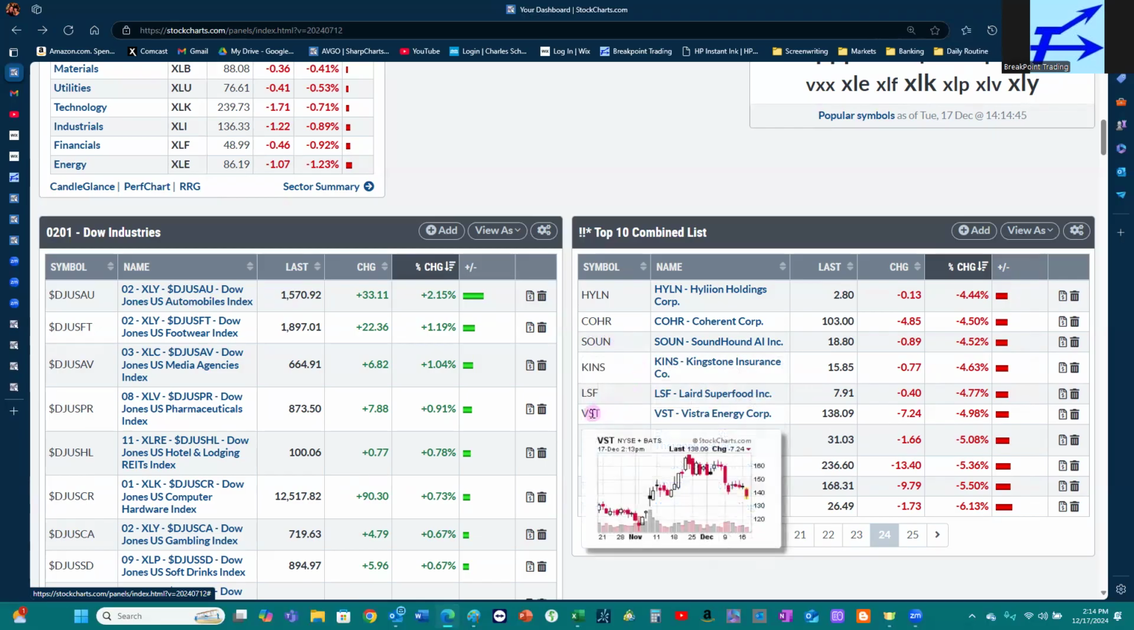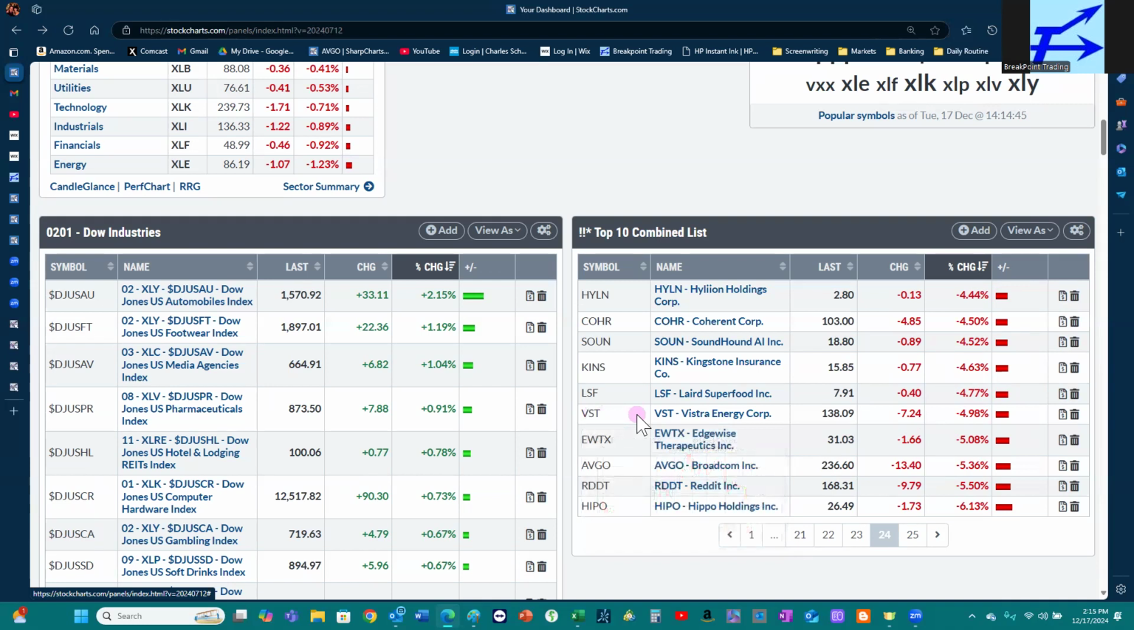Here's Vistra Energy. Vistra Energy was one of the utility stocks that was the beneficiary of AI, and it looks like it's rolling over. Here's Broadcom, which had a great run, and it's basically in the middle of yesterday's range. Reddit is a new one. It's up near the top, so it doesn't look too bad.